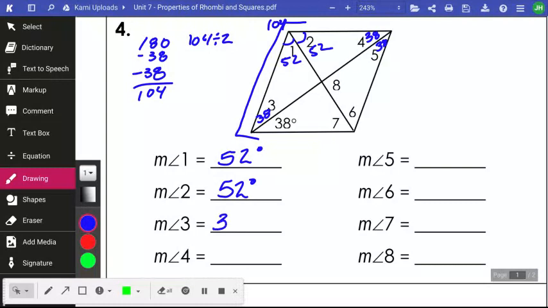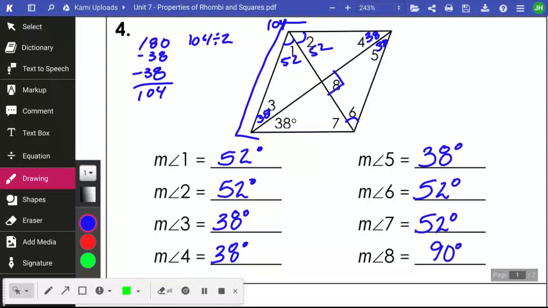Angle 3 we already found as 38 because the angles are bisected. Angle 4, using alternate interior angles or opposite angles being equal, is 38, as is angle 5. And then the measure of angle 6 is going to be opposite interior angles with that 52, so it's also 52 degrees. And then angle 8, if you remember that diagonals are perpendicular, means that this is 90 degrees.